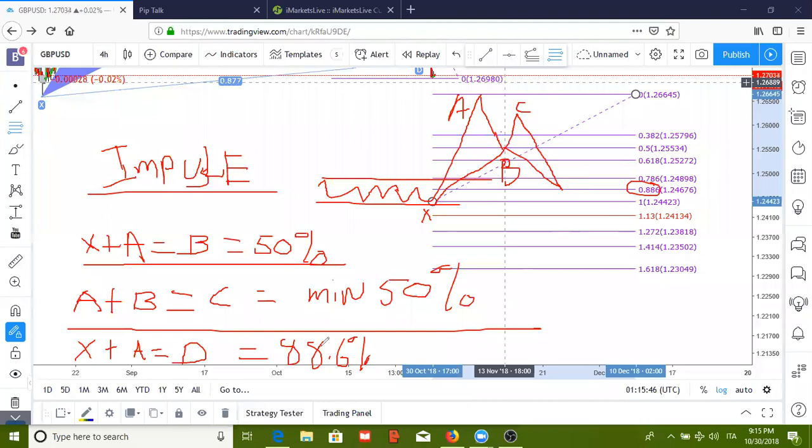So now that we all have this right here, what I'm going to do right now is go to the live chart and show you exactly what I see on GBPUSD. Before I go any further, is this making sense to you guys for what I just drew out? Is that making any sense? All right, perfect.